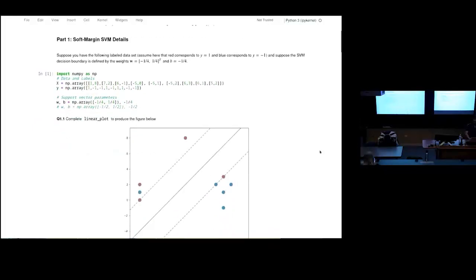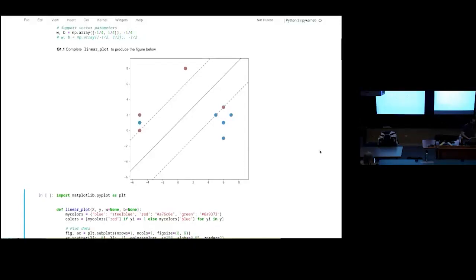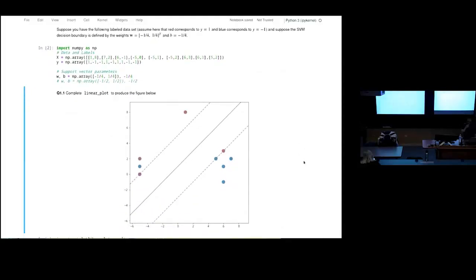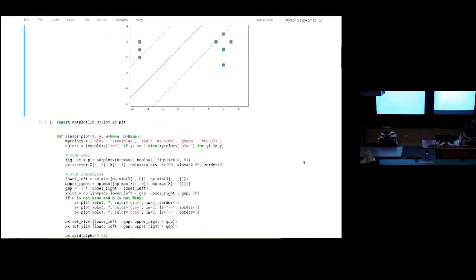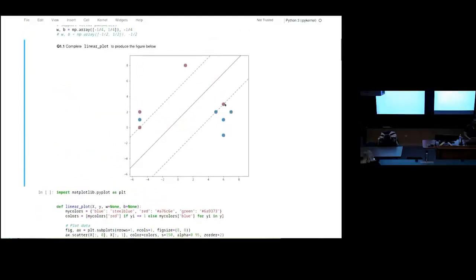All right. So I'll try to give you 1 minute per question, and then we move forward to answering the questions. Okay. So we're starting with some simple data. It's a 2D data with labels -1 and 1. And we initialize our weights and the intercept. And we want to complete the linear plot, to get the same plot that we're getting here, okay?